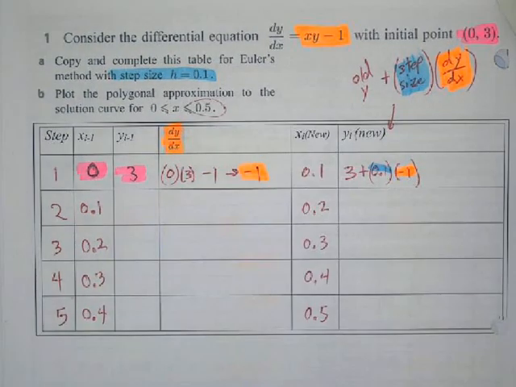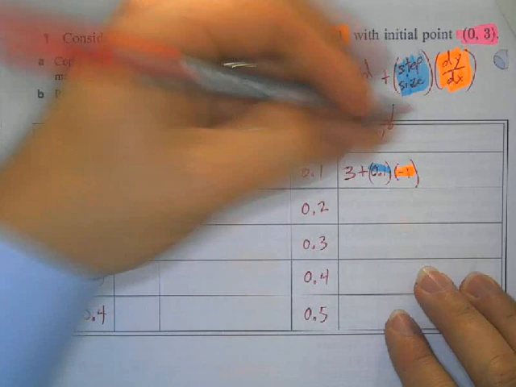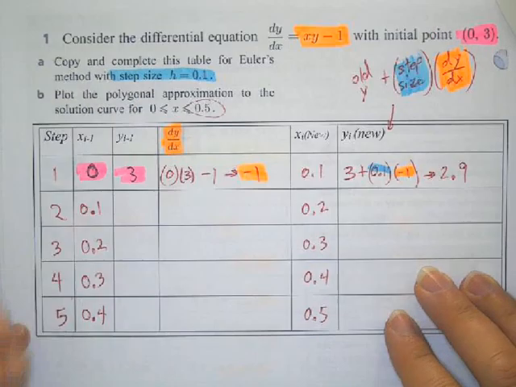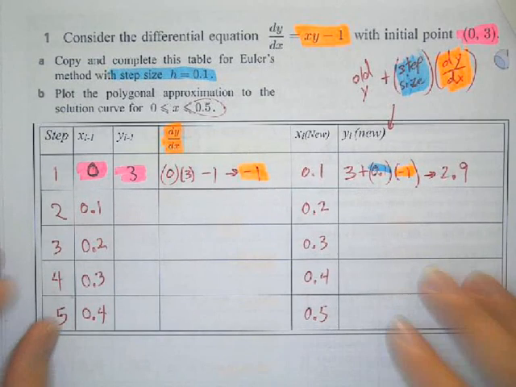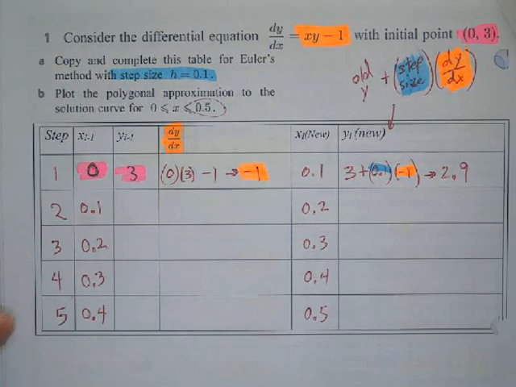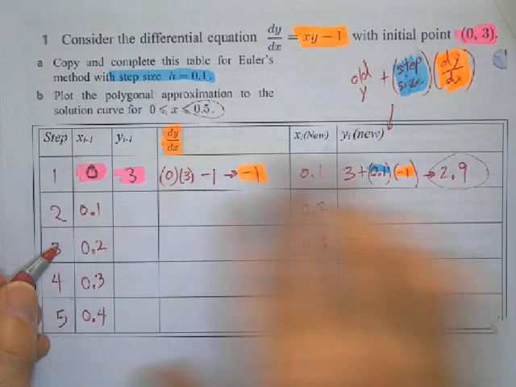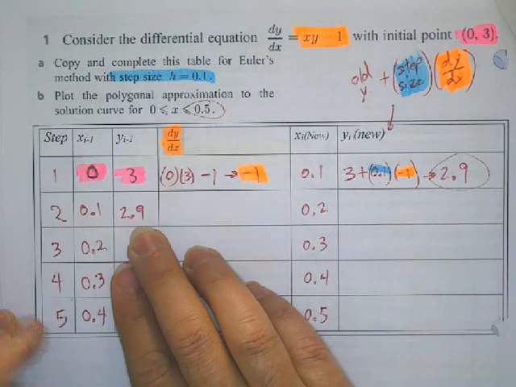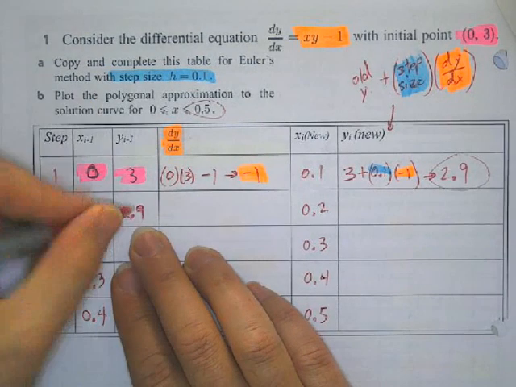Okay, and that simplifies to 2.9. Hit pause if you ever need to just take a break. What the heck just happened? Okay, this new 2.9, that's my new y value. Like I said, hit pause, take a break, drink some coffee, have some tea.